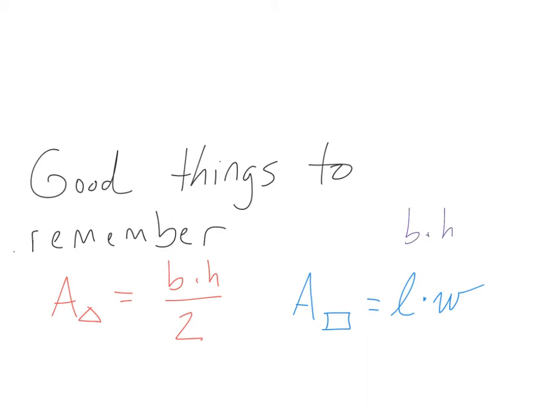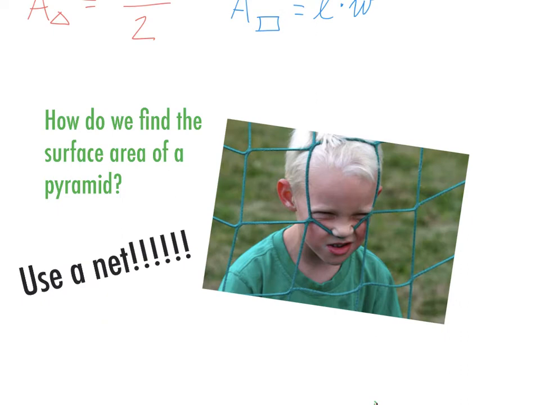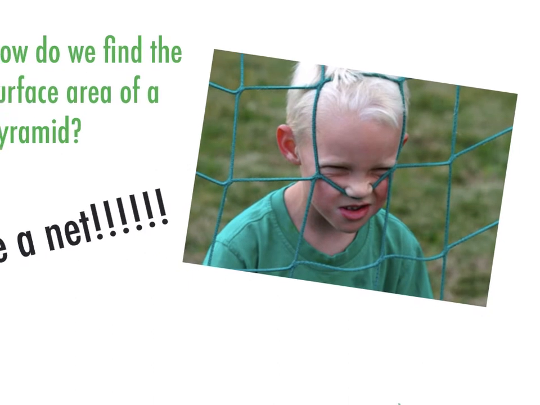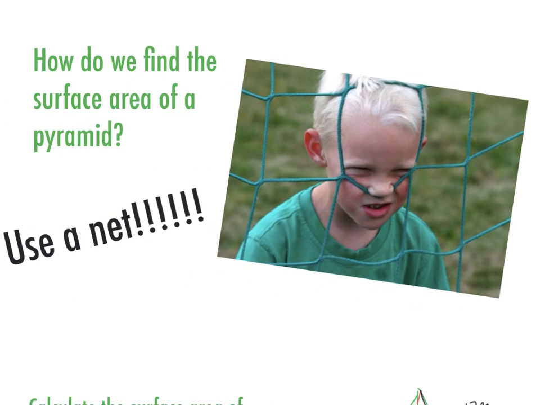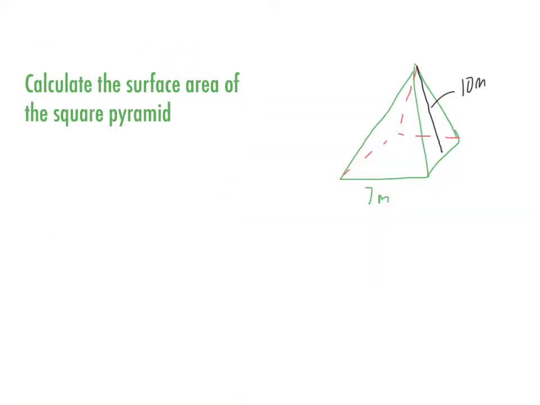Alright, here we go. So how do we find the surface area of a pyramid? We are going to use a net, okay? We are going to catch some surface area with our net, if you will. We're going to calculate the surface area of this square pyramid. So, square pyramid, what does that mean? Well, what kind of pyramid is it? It's a square pyramid, and that means the base is a square. Let's draw the net of this square pyramid.